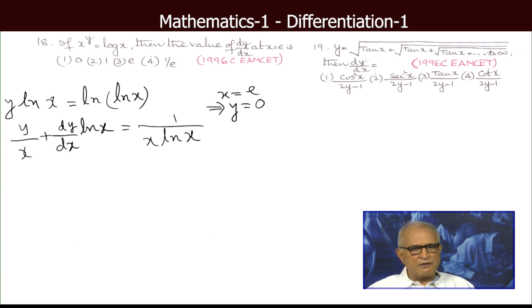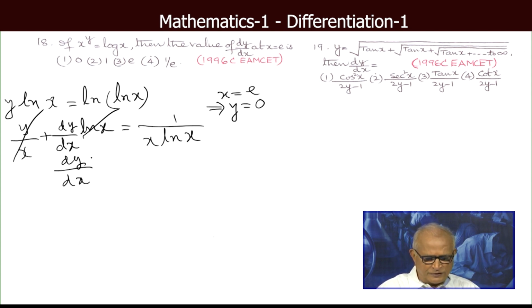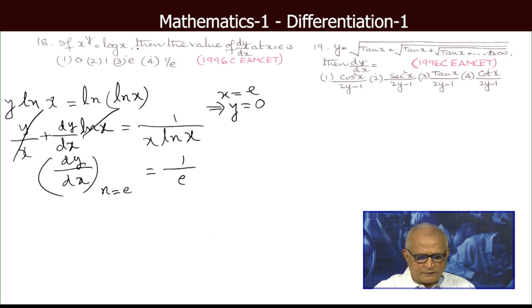So, you want the derivative at the point x equal to e. That means you have to replace x by e and y by 0 in this. So, this becomes 0. When x equal to e, ln x is 1. Therefore, dy dx at x equal to e is 1 by e. Ln e is 1 once again. So, the answer is 1 by e.